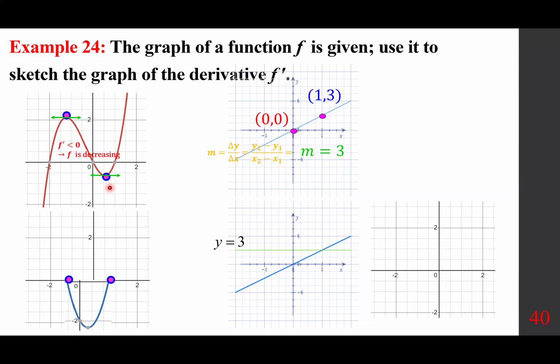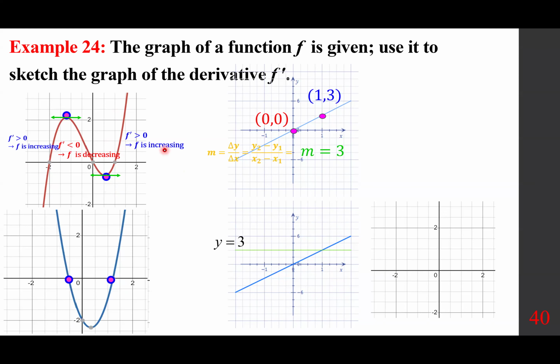The other two parts are increasing. This is increasing above the x-axis. This is also increasing above the x-axis. Put them together, that's your graph.